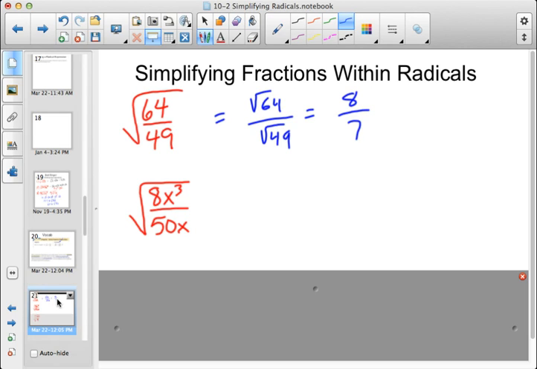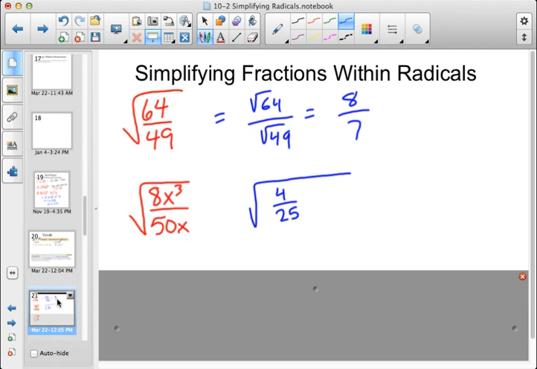Second one, 8x to the third over 50x, is one of those examples where we may need to simplify the expression inside first. If you look at 8 and 50, I'm not going to completely simplify this. However, if I divide 8 by 2 and 50 by 2, I get the square root of 4 over 25, which you can notice that both of those are square numbers.